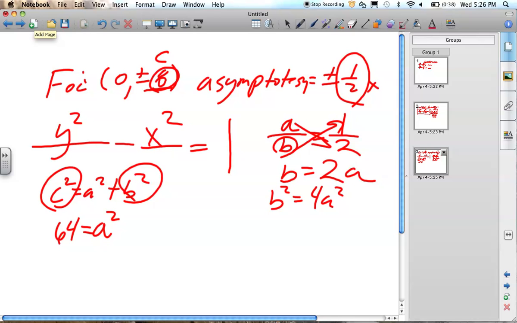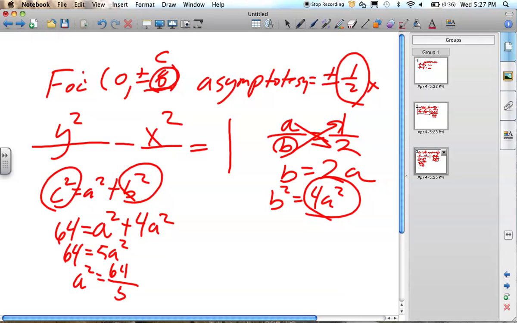Now what we're going to do is substitution. I've got 2 unknowns and 2 equations. I'm going to substitute this in for b squared. So I get 64 is going to equal 5a squared. Divide by 5, I get a squared is going to equal 64 over 5.